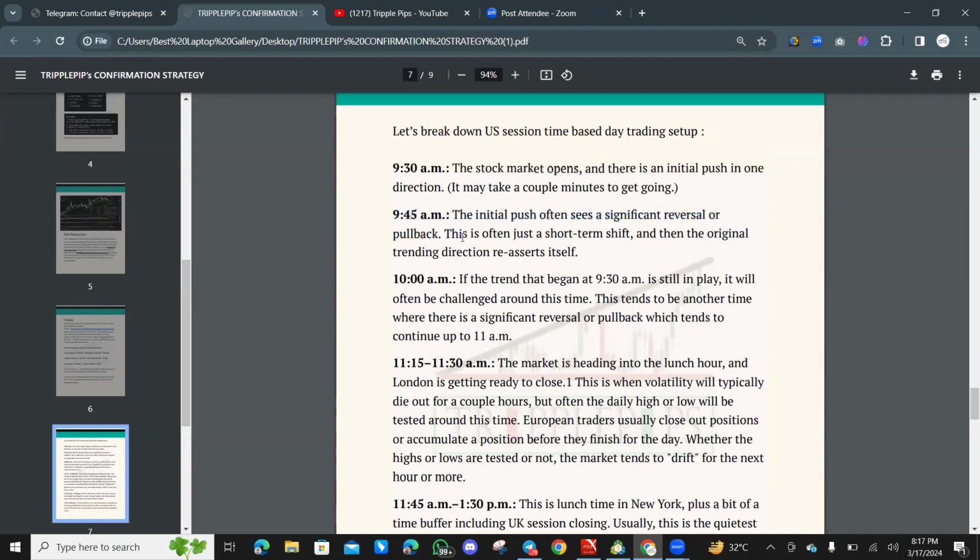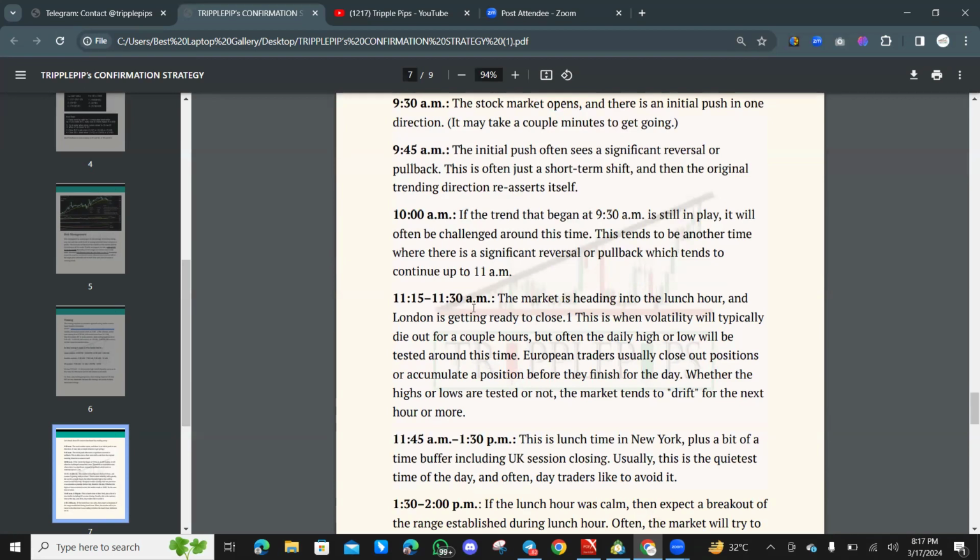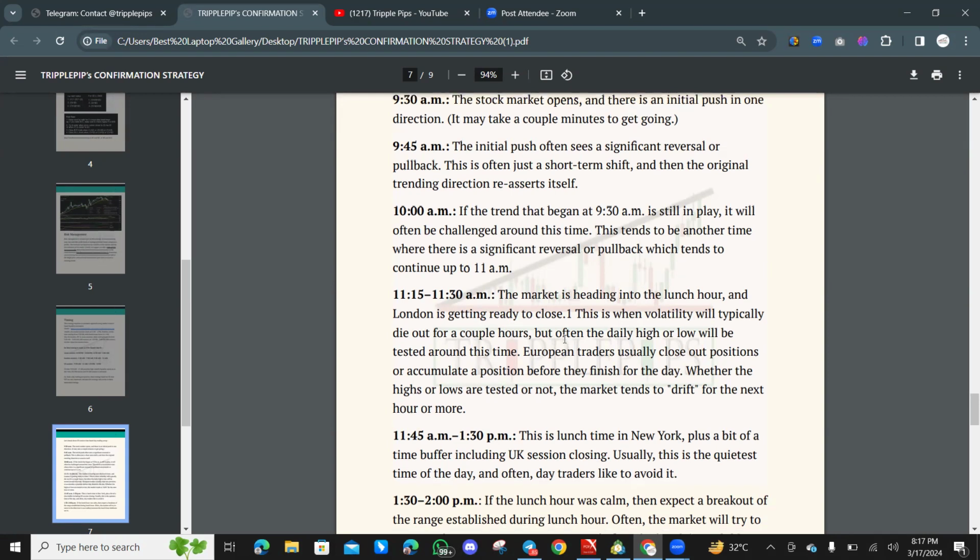And at 9:45, it gets a little bit of reversal, or let's just say a short-term shift. Basically, at this moment on US time, the market sets a direction. Now, the direction is confirmed by the hourly closing at 10 a.m., and then it continues up to 11 a.m. From 11:15 to 11:30, the market is heading to lunch hour, so people are not trading that vigorously. It could be very high volatility, which we don't prefer to trade, or it could be very low volatility.